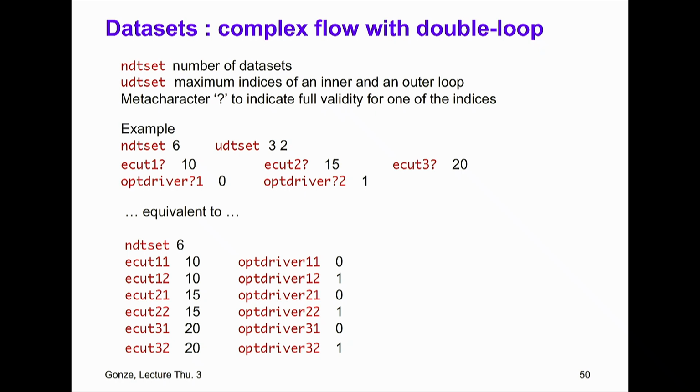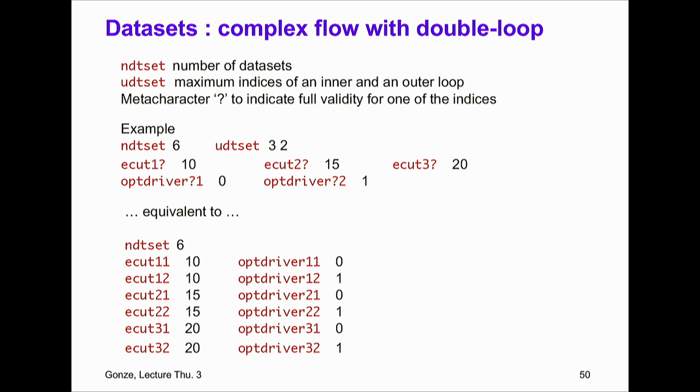Let me give an example. NDTSET 6, UDTSET 3 and 2, so it's a double loop from 1 to 3 and from 1 to 2. ECUT 1 question mark 10, ECUT 2 question mark 15, ECUT 3 question mark 20, will mean that when you have a dataset starting with 1, it will use the ECUT 10, starting with 2, it will use 15, and starting with 3, 20.